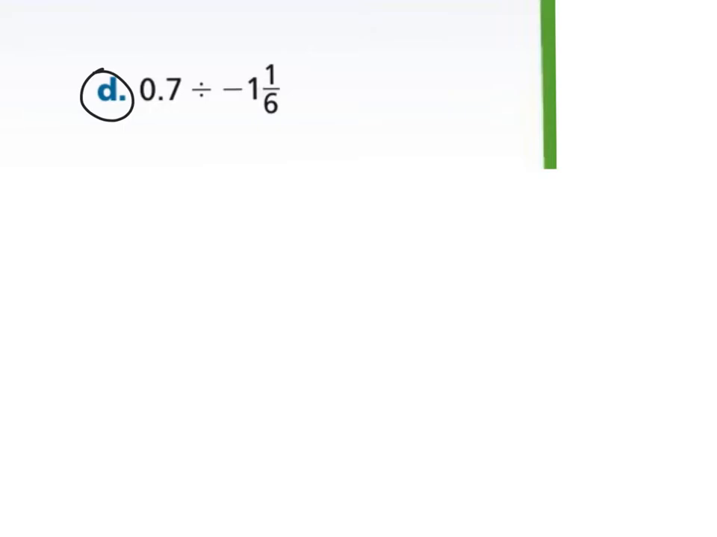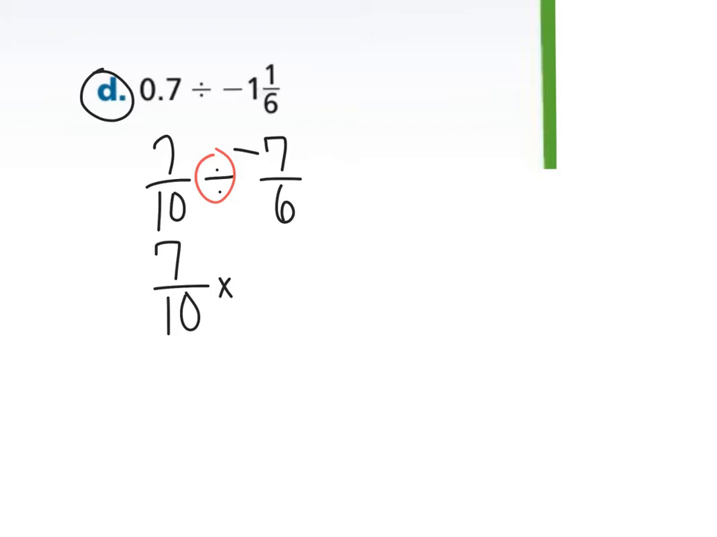So the decimal is 7/10. The negative 1 1/6, ignore the negative for a minute. 1 times 6 is 6, plus the 1 on top is 7. And this is going to be negative, and then it's division still. Take your time, keep, change reciprocal. I like to keep the negative up with the numerator. Since we're multiplying, if you want to do some reducing here, you can.